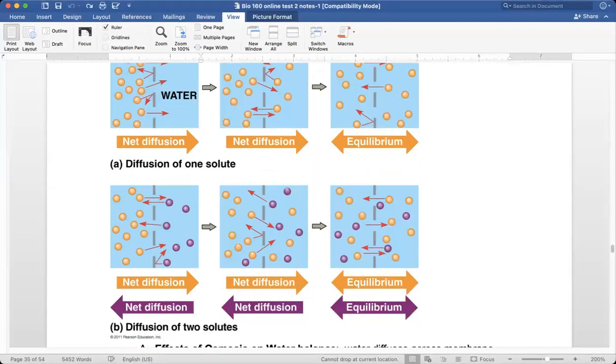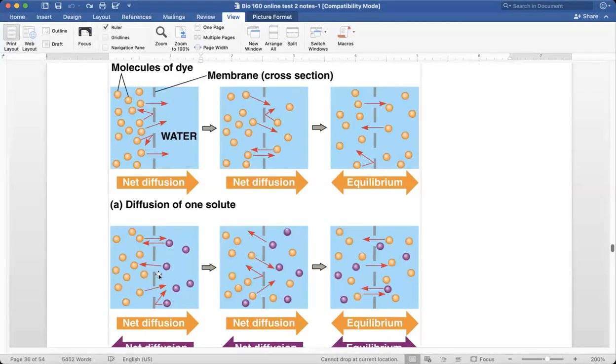If you have two different dyes, they're going to go in the different directions they need to so that they will each independently be diluted on both sides. So they want to diffuse and spread out equally on both sides.